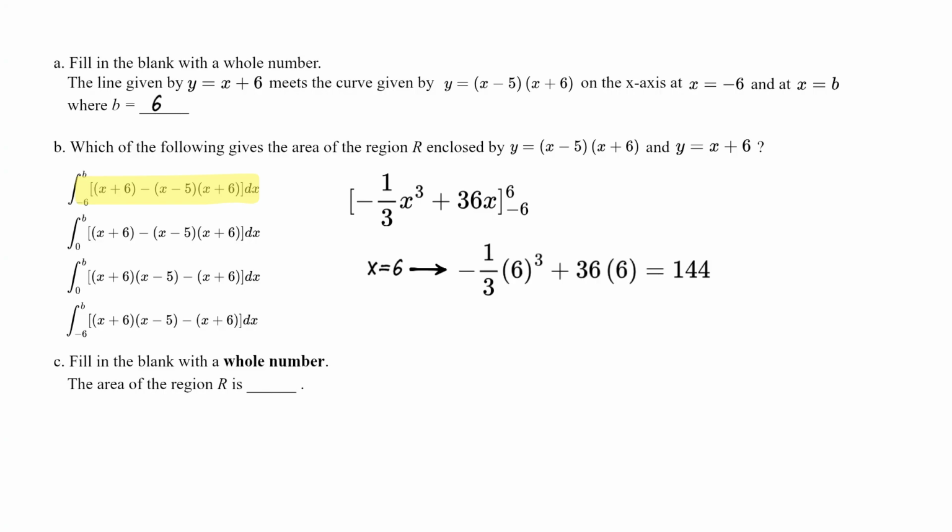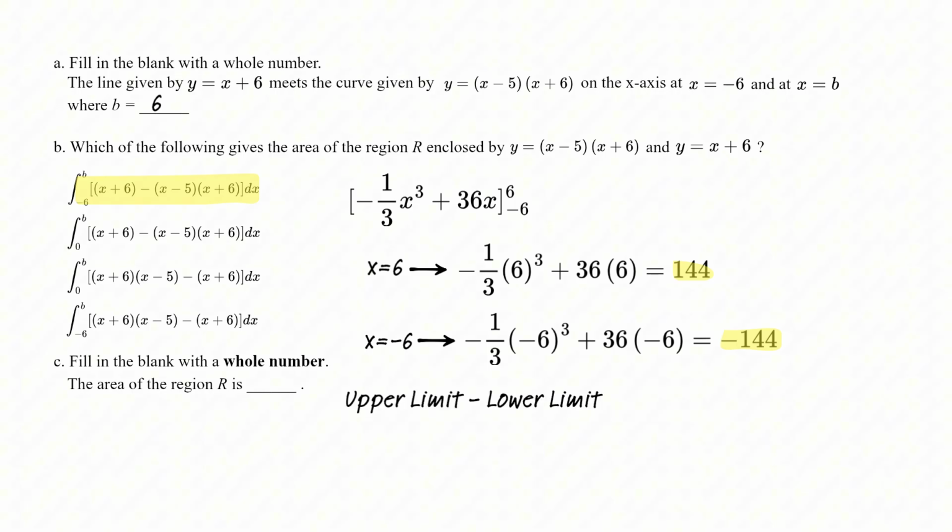Negative 1 over 3 times 6 cubed plus 36 times 6 equals 144. Now plug in our lower limit, negative 6. Negative 1 over 3 times negative 6 cubed plus 36 times negative 6 equals negative 144. Finally, subtract the lower limit from the upper limit. 144 minus negative 144 equals 288.